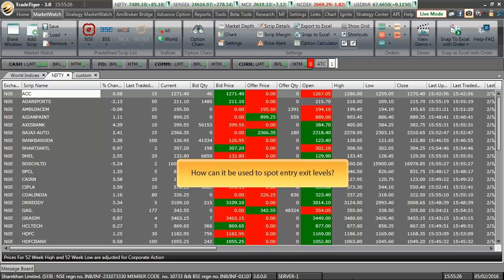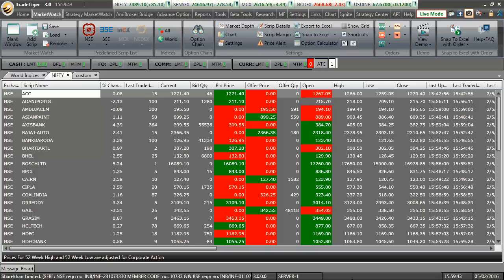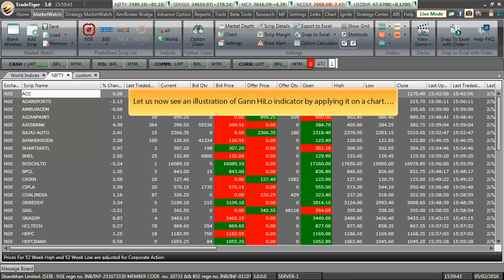So how can we use Gann HiLo indicator to spot entry exit levels? Well, the formula is pretty simple. If the candle closes above Gann HiLo indicator, it recommends a buy. If the candle closes below Gann HiLo, it recommends a sell. Let us take an illustration of it.